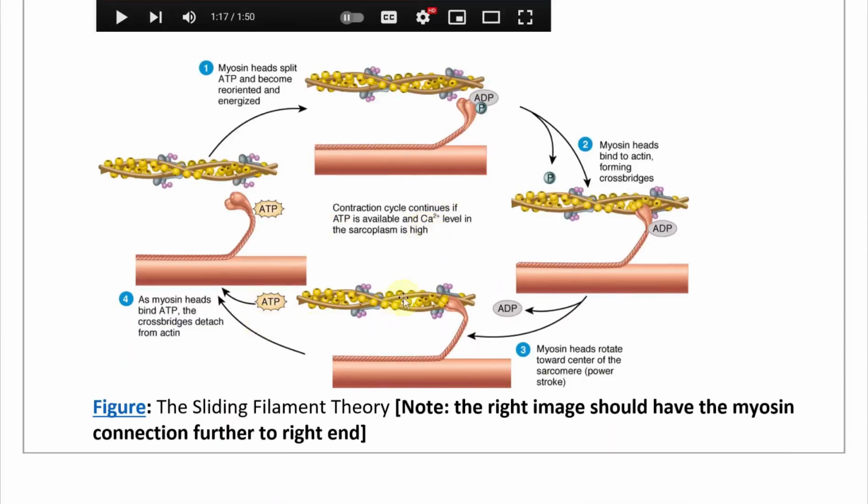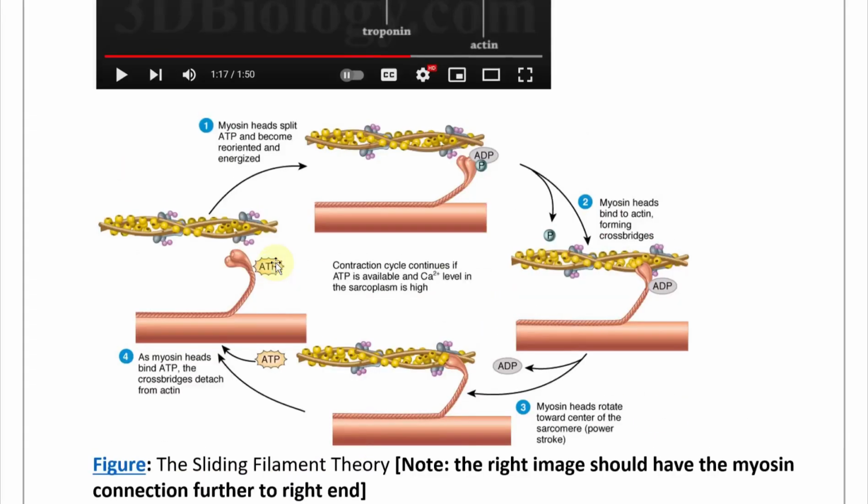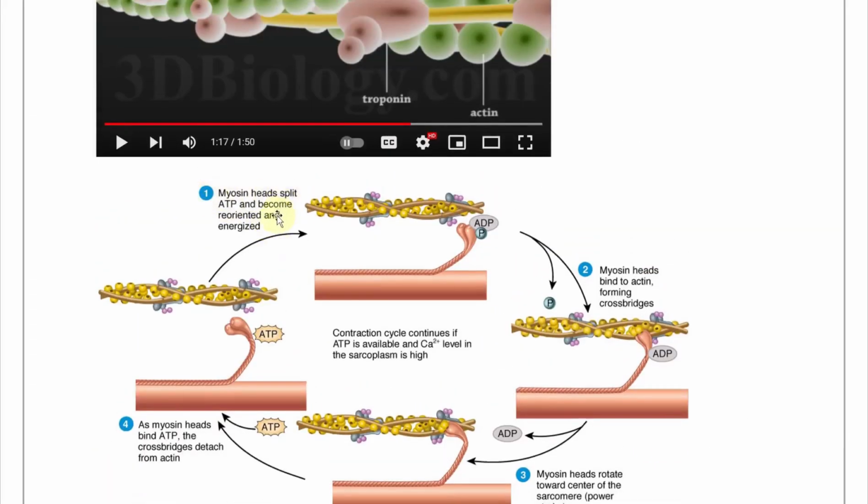All right, so now let's take a look at this figure. This is from fitnesstraineracademy.org, the sliding filament theory, and I'll add a note: the right image should have the myosin connection further to the right end. I believe. So anyway, number one, myosin heads split ATP and become reoriented and energized. So the ATP comes in, it splits it and becomes reoriented. So it's over here, then it's going to move outwards and attach to here. It reorients itself, moves over here, and now it has an ADP and P over there. So yes, it does split the ATP.